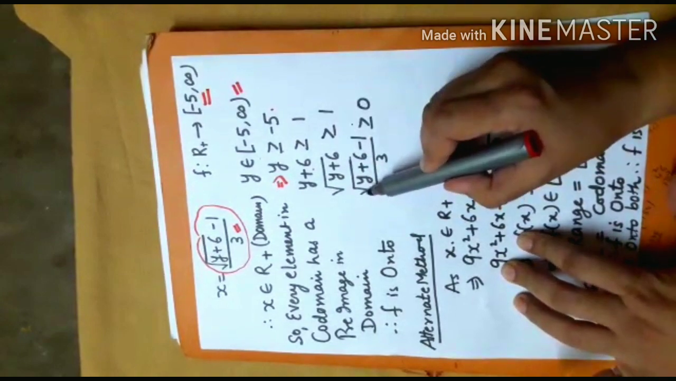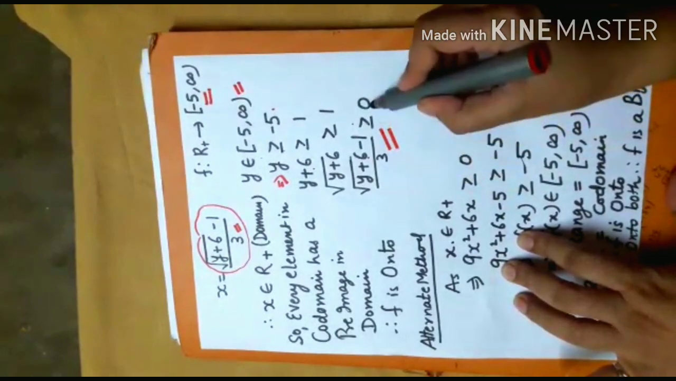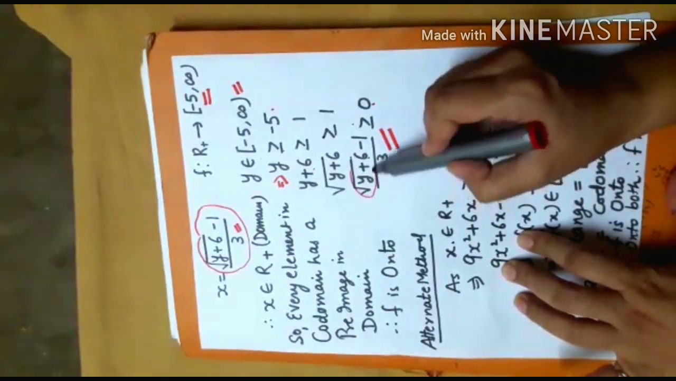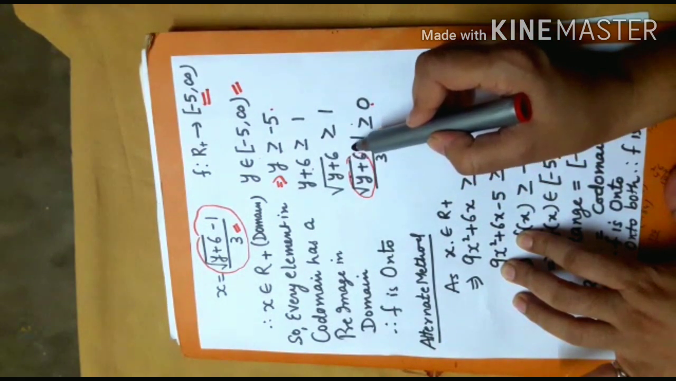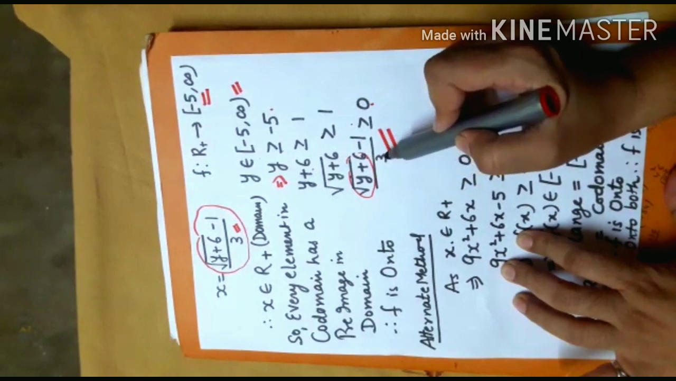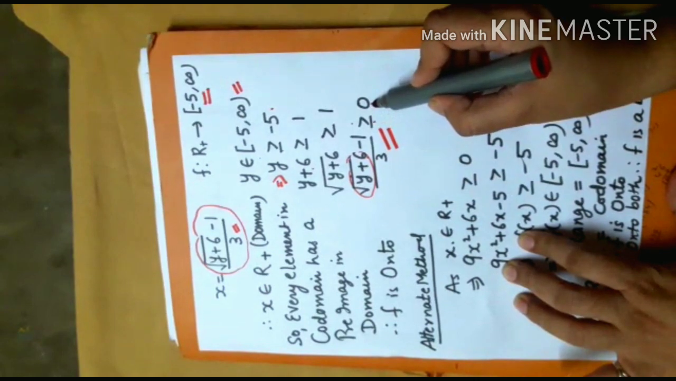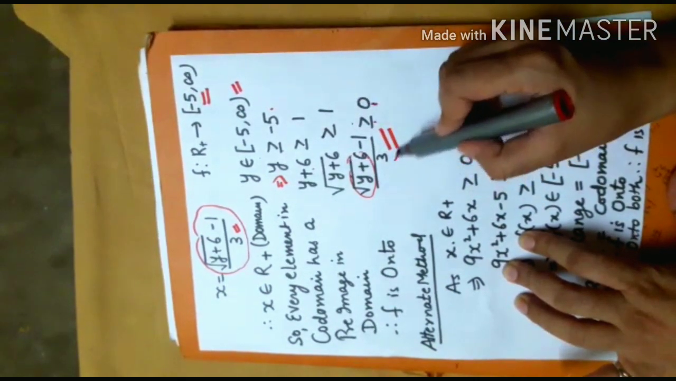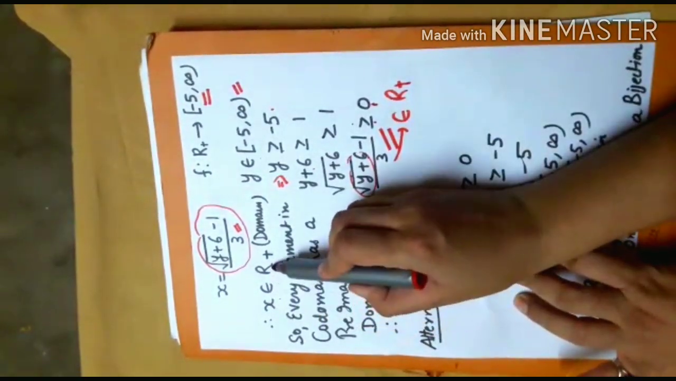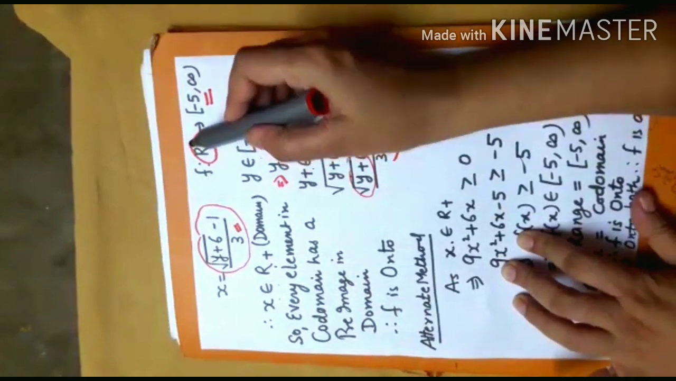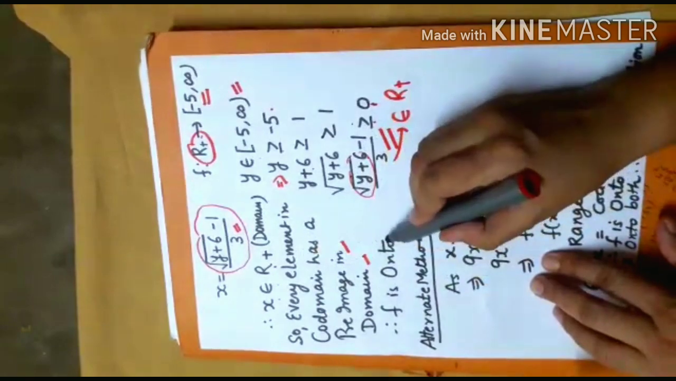So (root of y plus 6, minus 1) over 3 will be greater than or equal to 0, because this number is greater than or equal to 1. So the numerator will be non-negative and here the denominator is positive. So the final answer will be greater than or equal to 0. This implies this number belongs to R plus. So x belongs to R plus, and R plus is the domain. So every element in the codomain has a pre-image in the domain. So the function is onto.